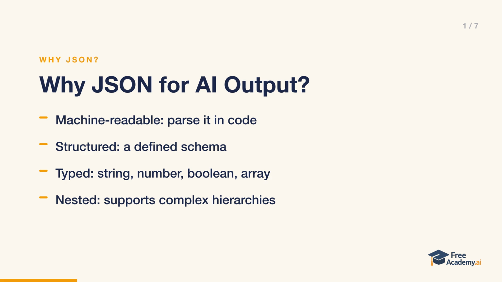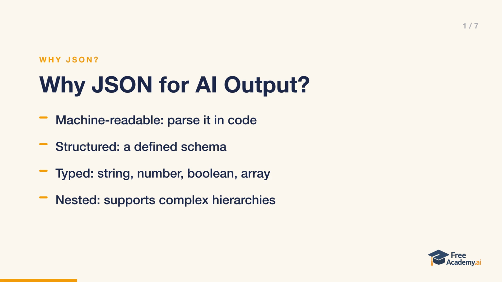JSON is machine readable, so your code can parse it directly without messy text wrangling. It's structured, which means you define a schema and get consistent results every time. It's typed, so each field has a clear data type, like a string, a number, a boolean, or an array. And it's nestable, so it can hold complex hierarchies of data inside a single object.